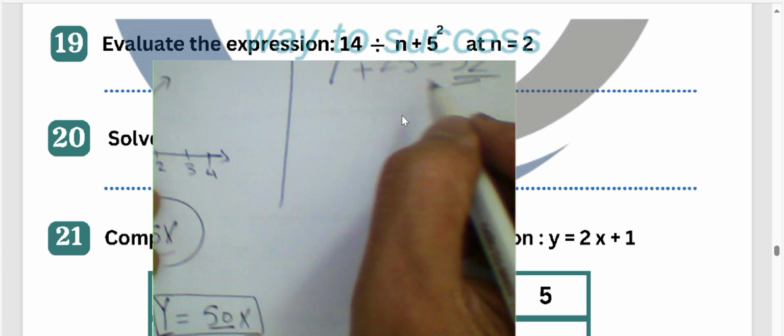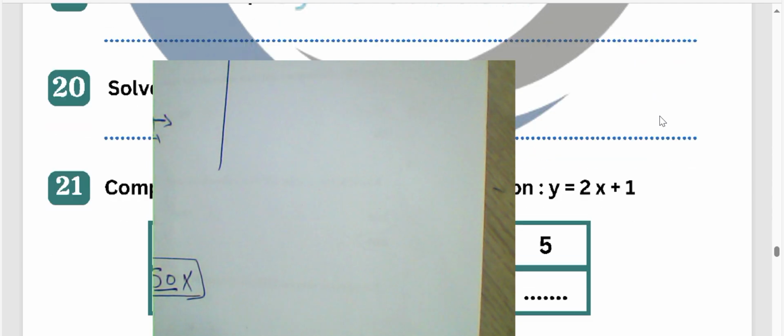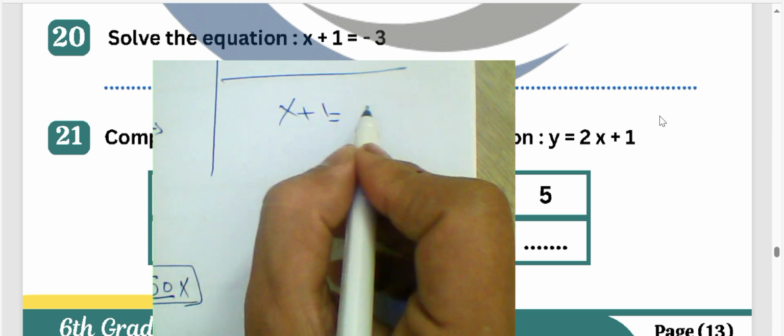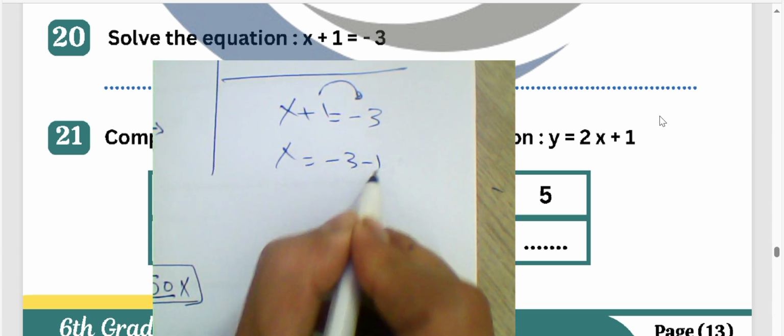Next question, 20. Solve the equation x plus 1 equal negative 3, then the value of x equals negative 3 minus 1, then the value will be negative 4.